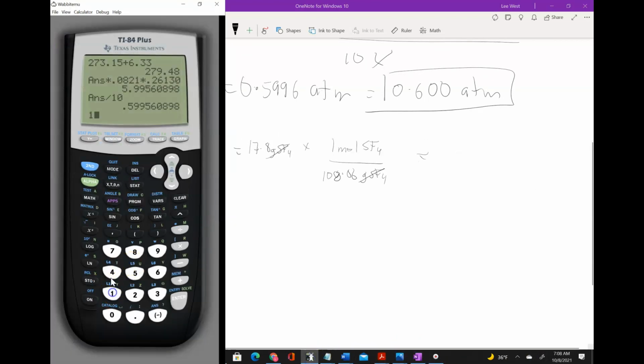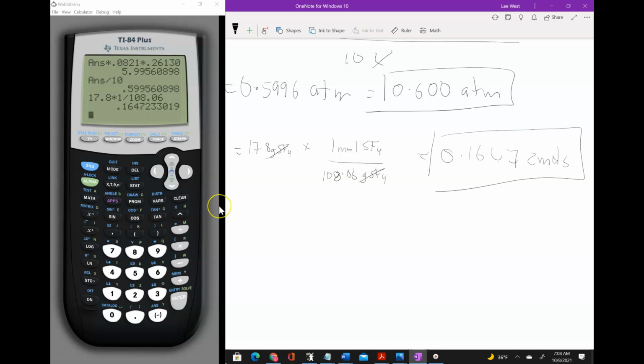So 17.8 times 1 on 108.06. Enter. There we go. 0.16472 moles. Okay, so there's that. All right. There we go.